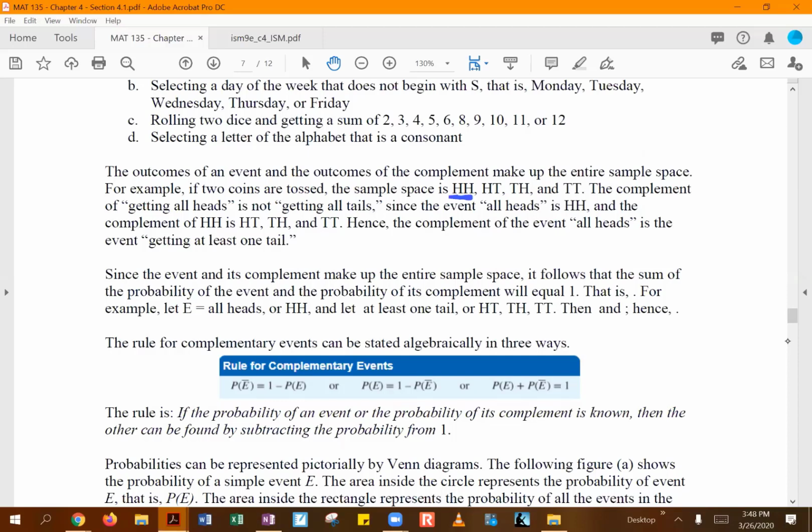So that means you will get at least 1 head and 1 tail, 1 tail and 1 head, or 2 tails. So the complement of the event of getting all heads is actually going to be getting at least 1 tail. As you can see, in all of these 3 outcomes, we have at least 1 tail. So you have to think about whatever is not in the event of getting all heads is what you're putting in the complement, so all the remaining outcomes, okay?